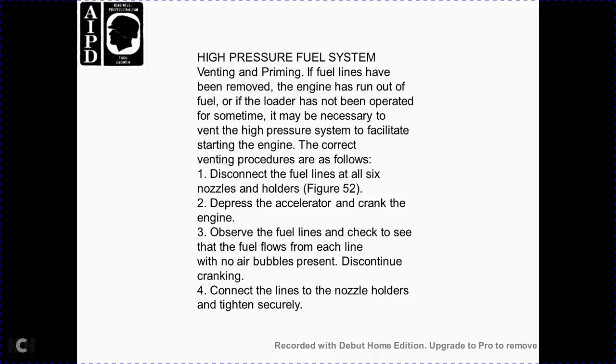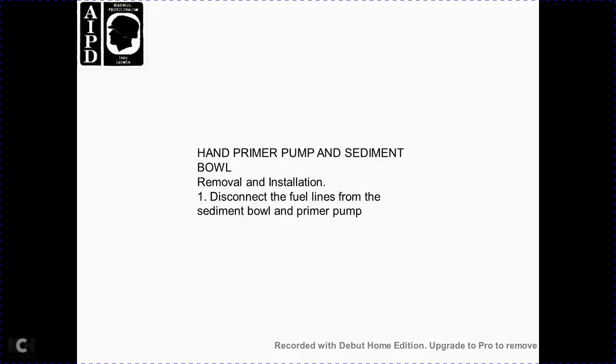The venting procedure is as follows. Disconnect the fuel lines at all 6 nozzles, and hold the figure 50C to press the accelerator. Crank the engine. Observe the fuel lines and check for fuel flow from each line with no air bubbles present. Stop cranking and reconnect the lines to the nozzle holders and tighten securely.